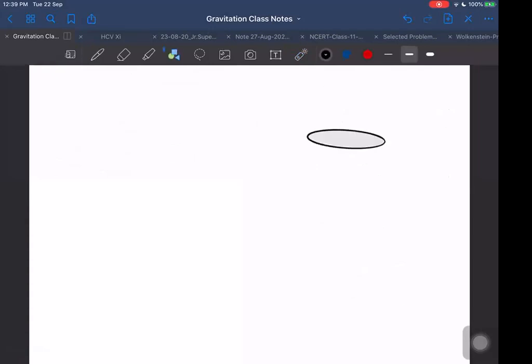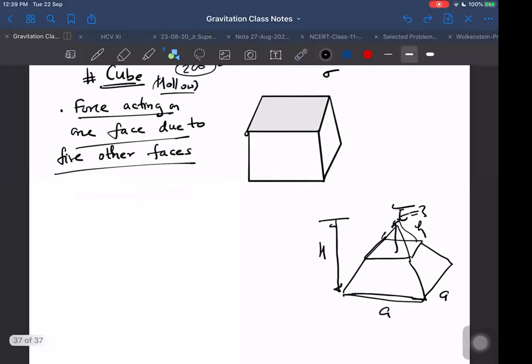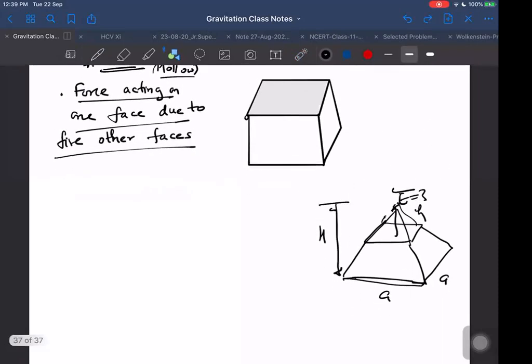Okay. Sir, why didn't we find it for the cone? We have found it for the frustum, I think. Did we or not? Yes, sir. Same way we can find it for this also. For the cone, why didn't we find it, sir? For the cone, we did not find it.